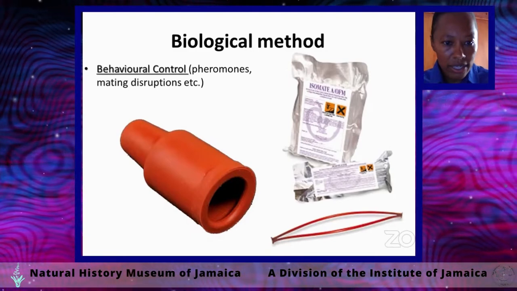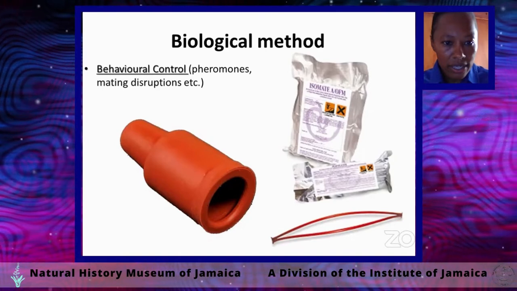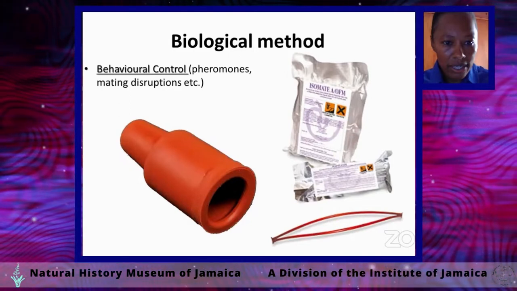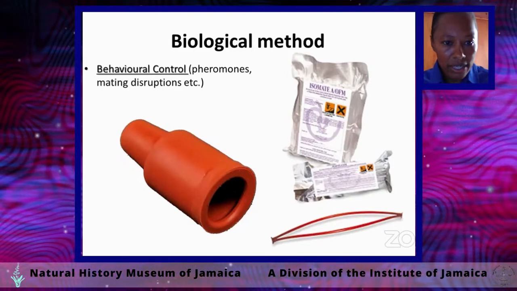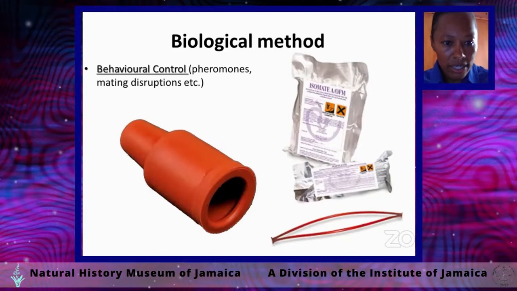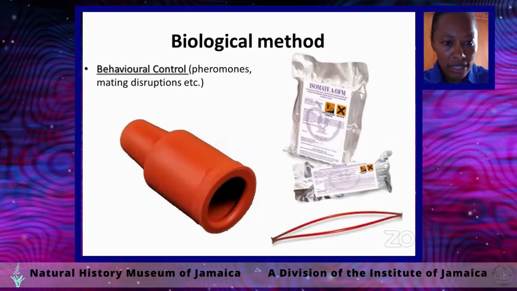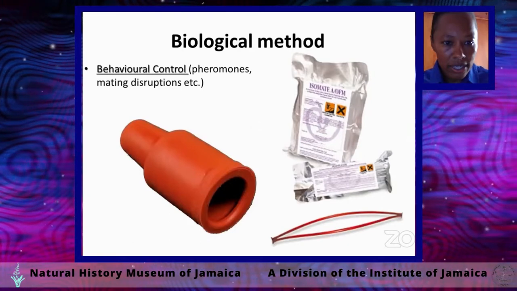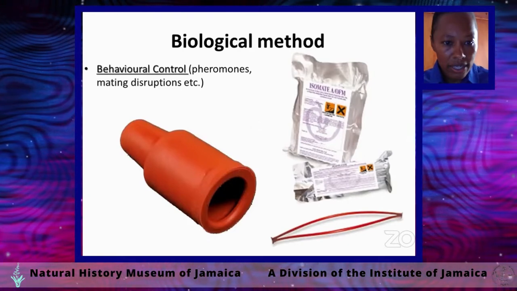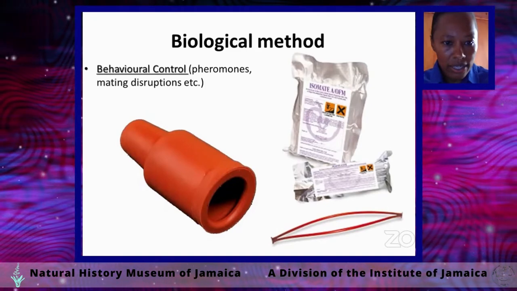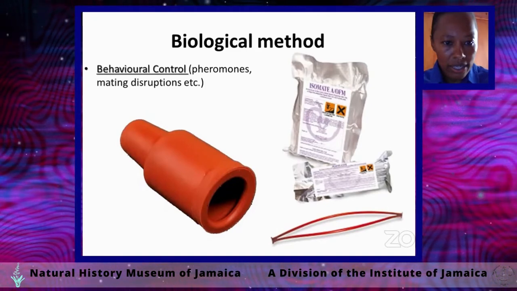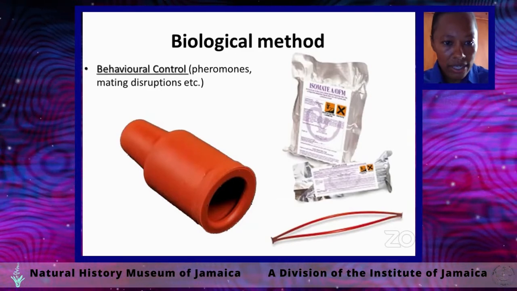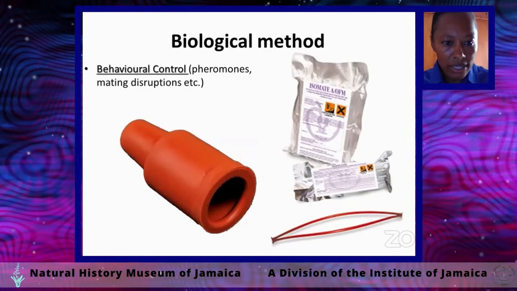We have a different application, what we call the isomate. It is most likely to be used in area-wide management, not necessarily just a one-farm setting. For it to be effective, it has to be adopted by the entire cropping zone affected by the particular pest. So this strategy is mainly to disrupt the pest mating. If you don't have the males to mate with the females, then you have less of the pest. That is the idea. So you reduce the population or the number of generations you get for the period.